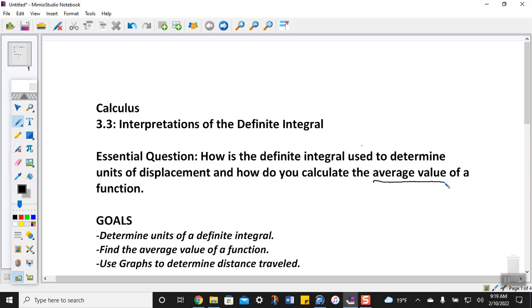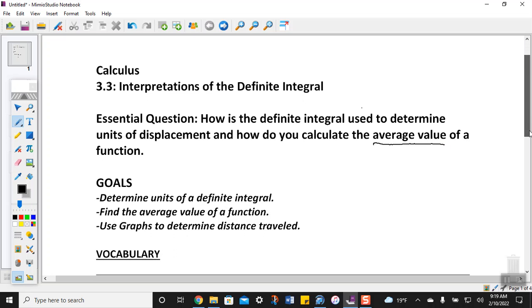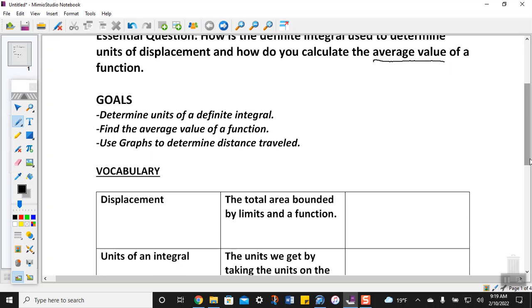That's going to be a new concept today with integrals, and I'll show you what that means here in a little bit. I'm not sure we'll get all the way through this, but we're certainly going to try today. So to answer our question today, we need to understand units of a definite integral, and we've kind of had some experience with that when we started talking about how to measure distance using left and right hand sums. New concept today, find the average value of a function. And then we're going to look at some graphs to determine some distance traveled again, but we're going to be comparing it with two separate graphs instead of just one.